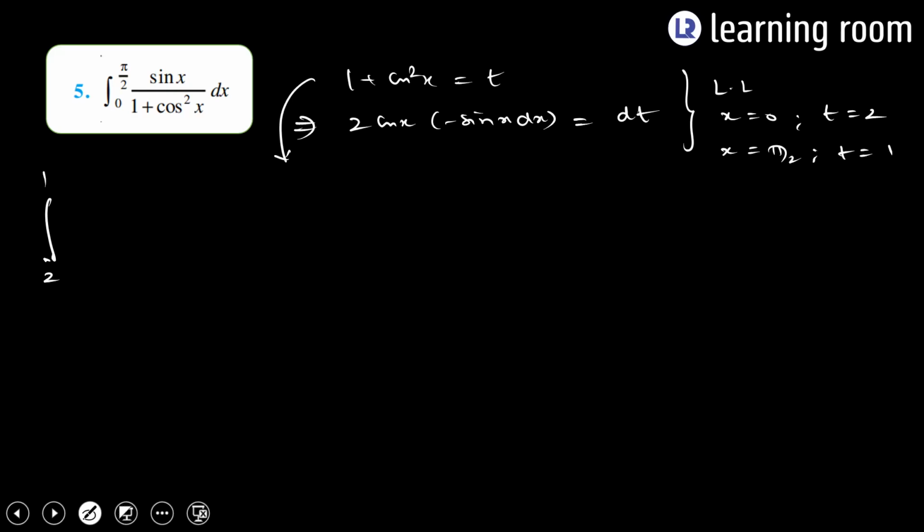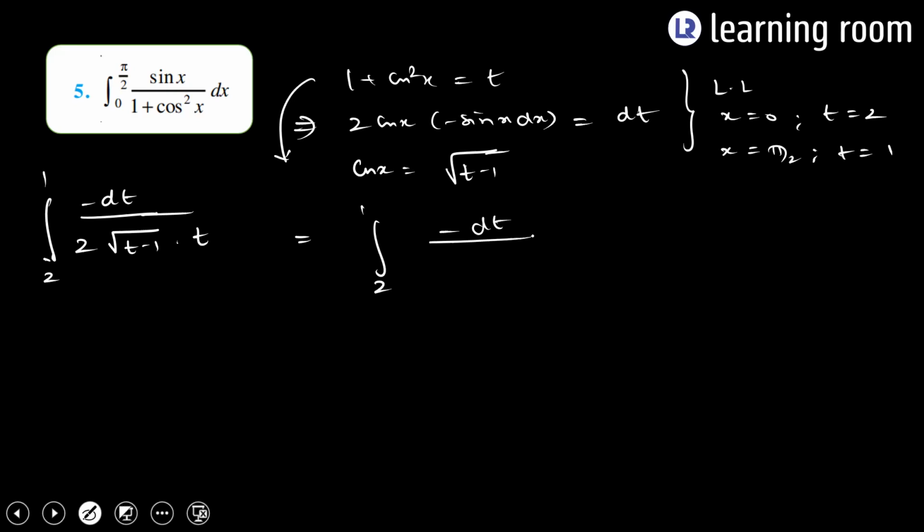So sin x dx, what will it be? Minus dt divided by 2 cos x. But remember, how can I write cos x in terms of t? Cos x, I can write it as root of t minus 1. So sin x dx is going to be minus dt divided by 2 into cos x, which is going to be root of t minus 1, and in the denominator, again I have a t. So this will be equal to integral of 2 to 1 minus dt divided by t into root t minus 1.